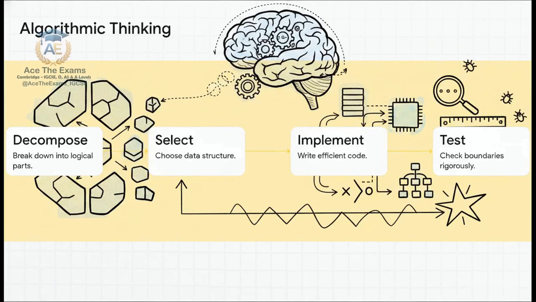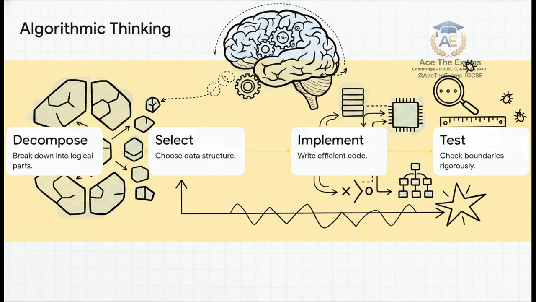To completely avoid those mistakes, you must consistently apply algorithmic thinking. Notice the workflow here. You have to decompose the problem step by step into its absolute smallest logical parts. Then, select the appropriate data structure. Next, implement efficient code with the exact right sequence of logic instructions. And finally, test rigorously against those tricky boundary conditions we just talked about. This process right here is exactly how you translate theoretical textbook knowledge into high-level, practical application skills.